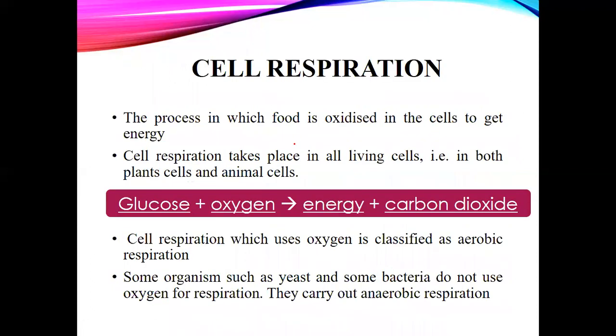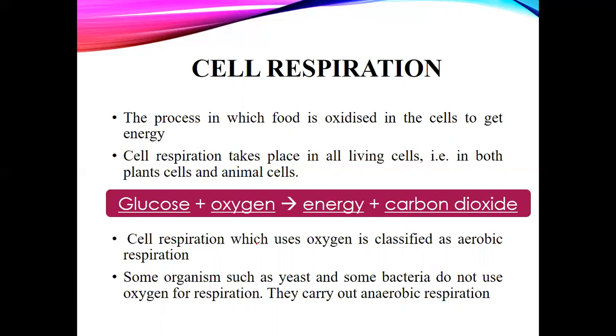Now let's talk about cell respiration before we proceed to the next step. We've already had classes on respiration in previous lessons. Respiration is the taking of oxygen to break down food or glucose to release energy for the body cells to use. This is exactly the same process that happens in combustion, if you know what combustion is. Cell respiration takes place in all living cells, both plant and animal cells.